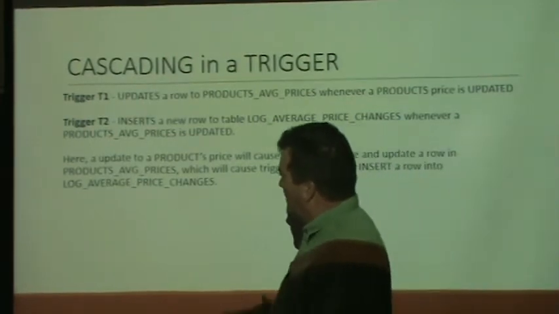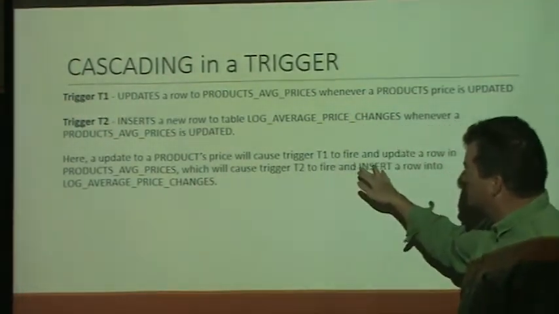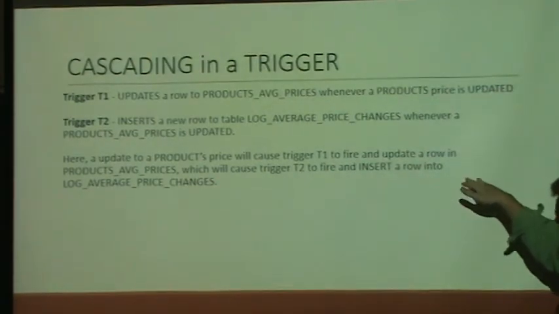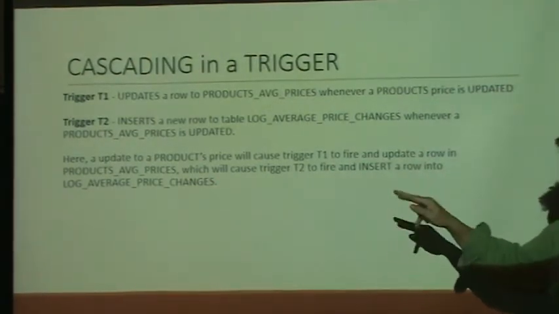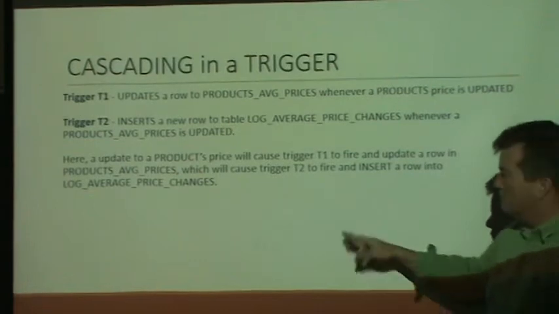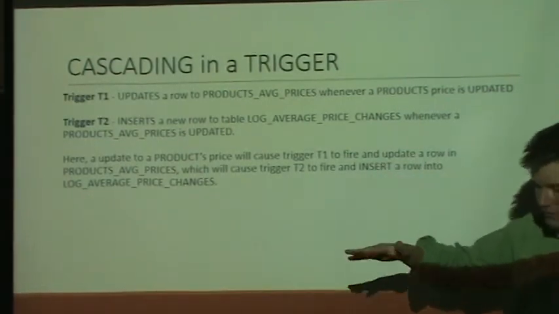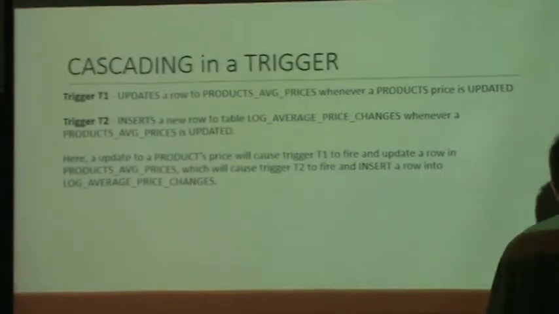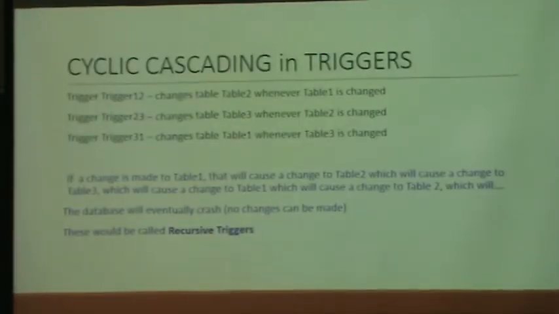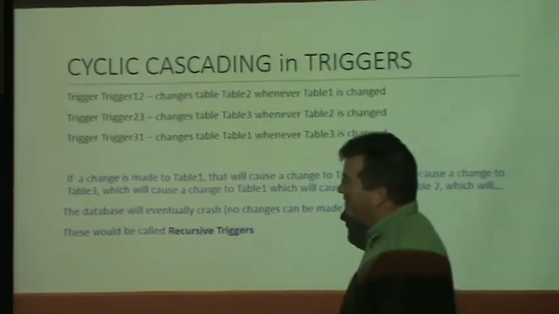Okay, so in this case, the update of product price will cause trigger 1 to fire and update a row in your product's average price, which will cause trigger 2 to fire and insert a log value, logging the change in prices.